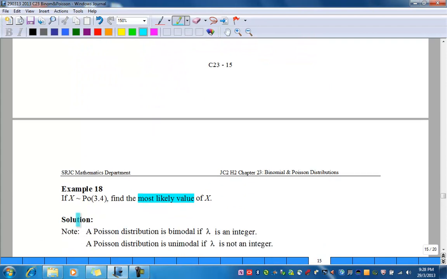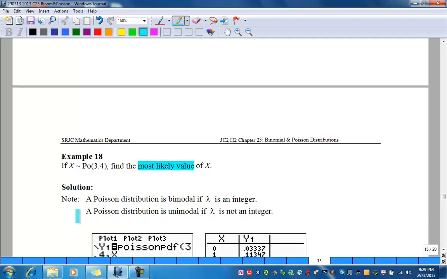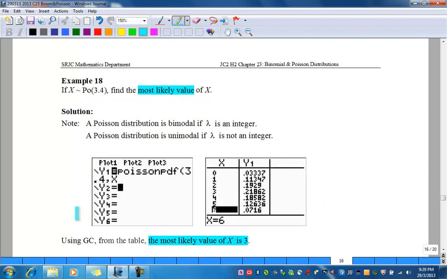Example 18. If x follows a Poisson 3.4, find the most likely value of x. Note, a Poisson distribution is bimodal if lambda is an integer, and it is unimodal if lambda is not an integer. Now for the most likely value, we have to use the GC to help us work out.